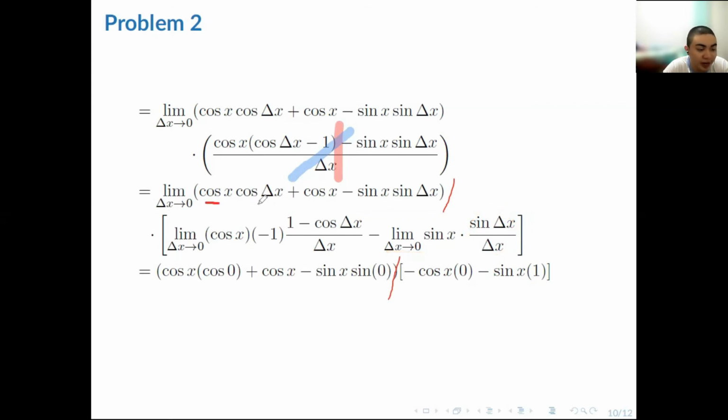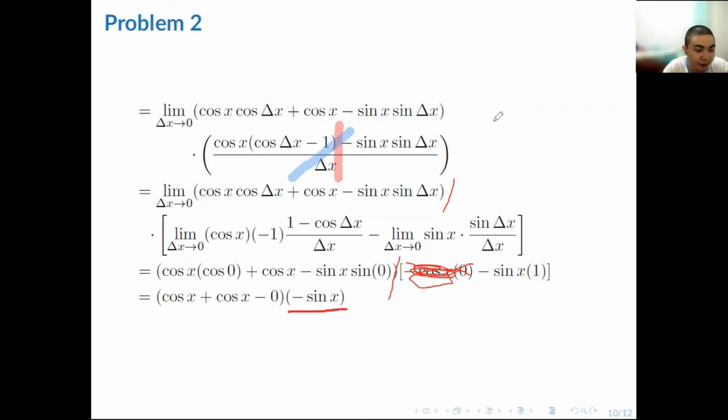Tapos, itong first factor din, in-evaluate na din natin siya. So we have here the limit of this one as delta x approaches 0. So pinlug in na natin si 0 dun sa delta x. So we simplify this na. So ayan, negative cosine x times 0. Of course, magka-cancel out to kasi dinultiply natin sa 0. So x na siya. Then negative sine x times 1 equals negative sine x.